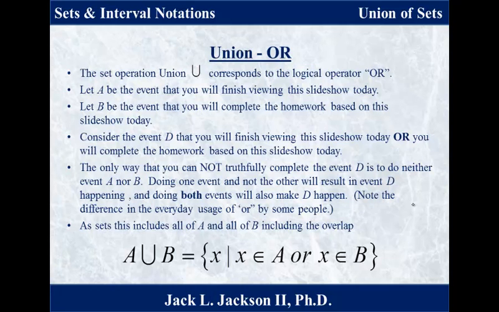So A union B, you see down here at the bottom, is defined to be the set of all x such that x is an element of A or x is an element of B using this logical inclusive OR.